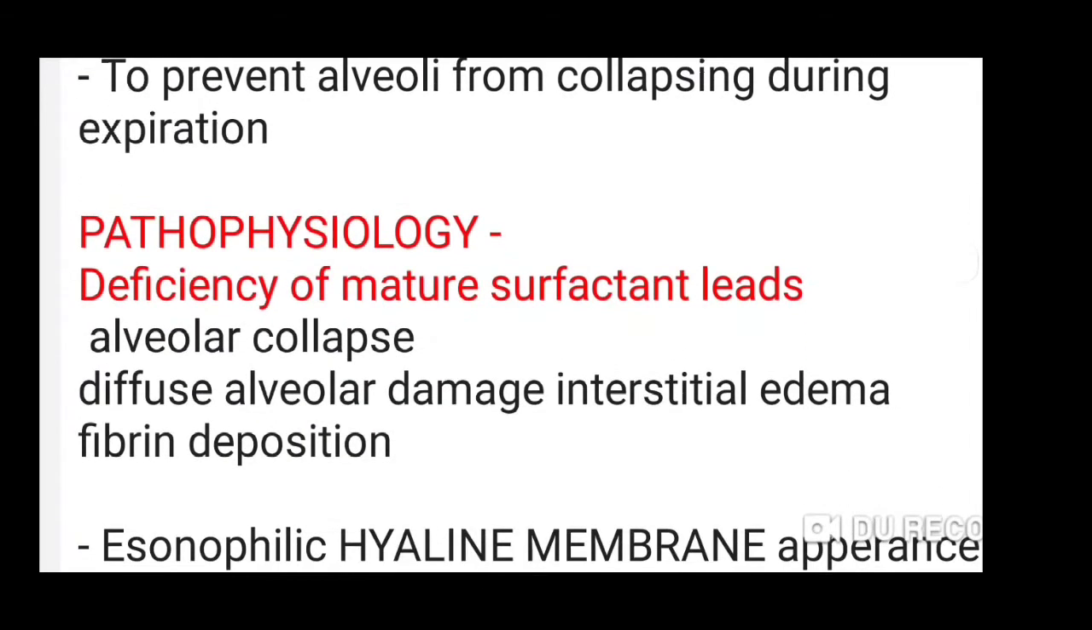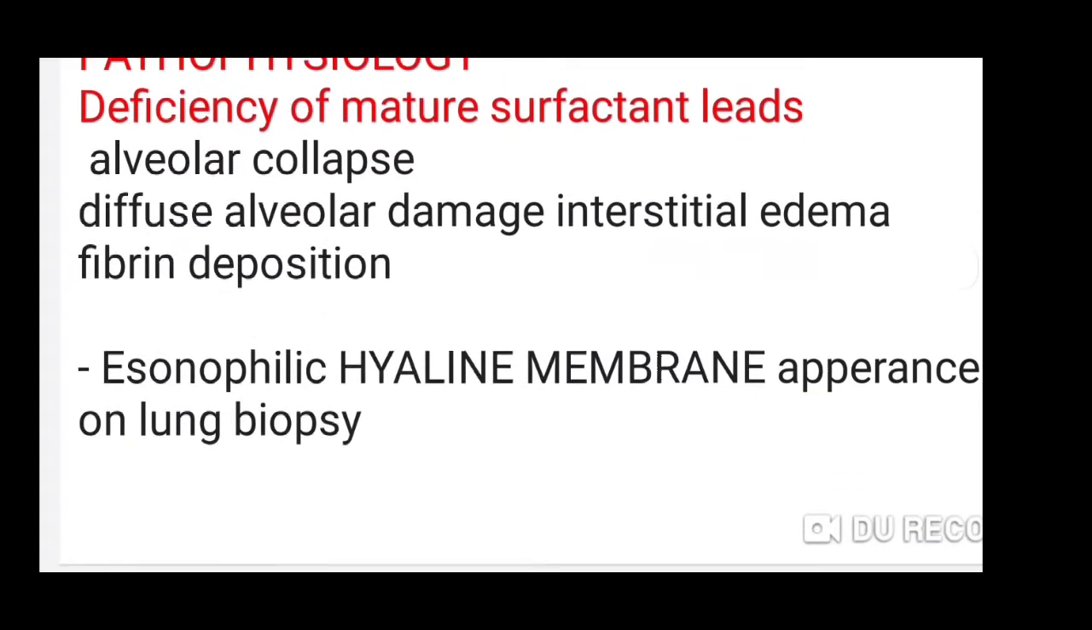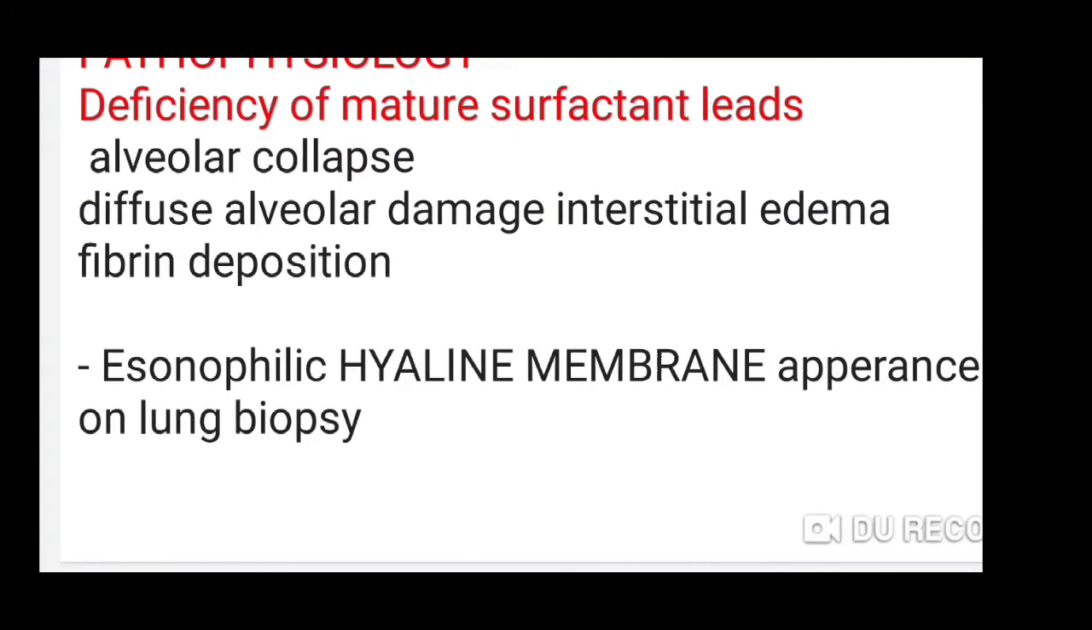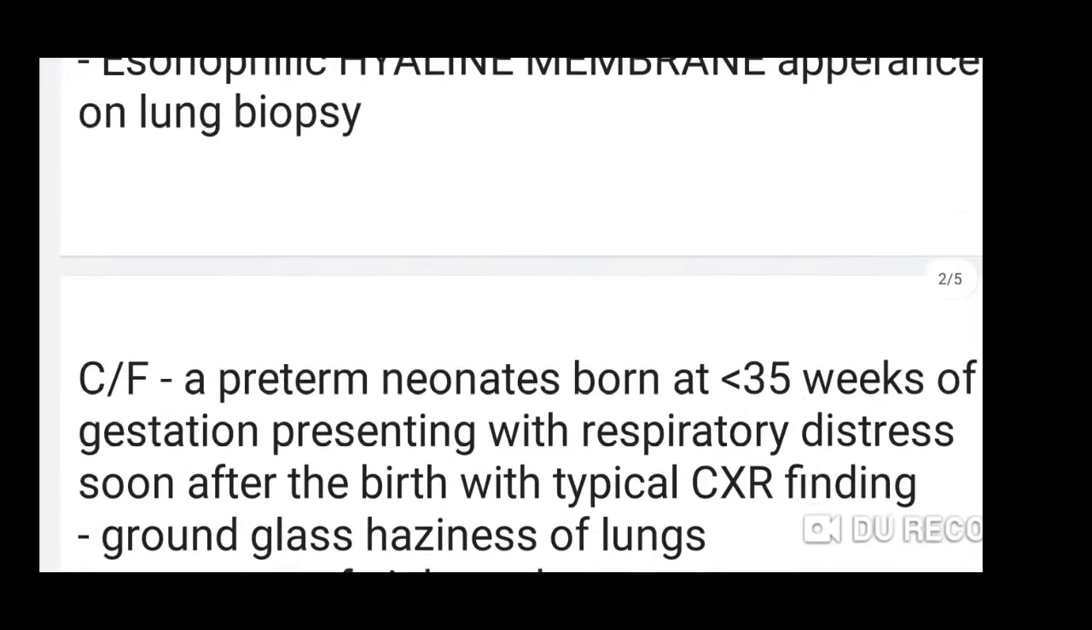Pathophysiology. Deficiency of the mature surfactant leads first of all to alveolar collapse, diffuse alveolar damage, interstitial edema and fibrin deposition. Now an eosinophilic hyaline membrane appearance on lung biopsy we can find in this disease. That's why this is called hyaline membrane disease.